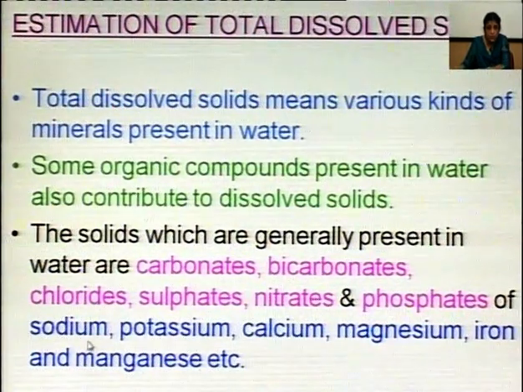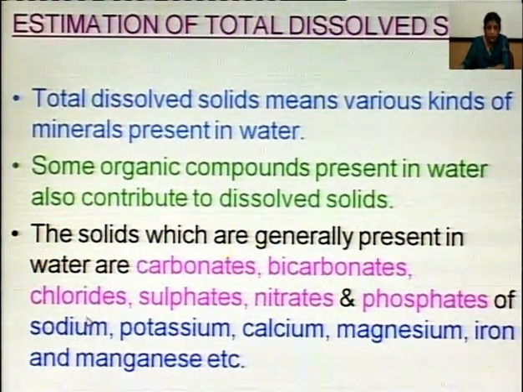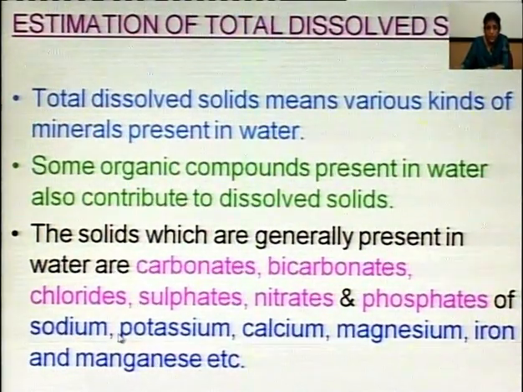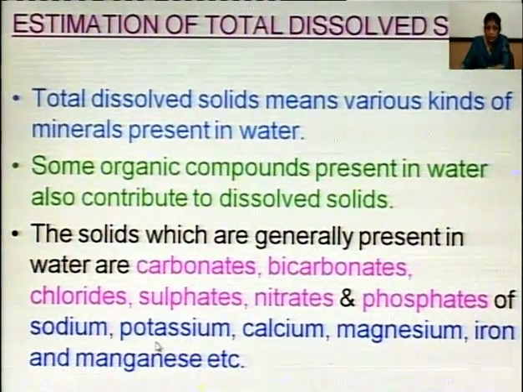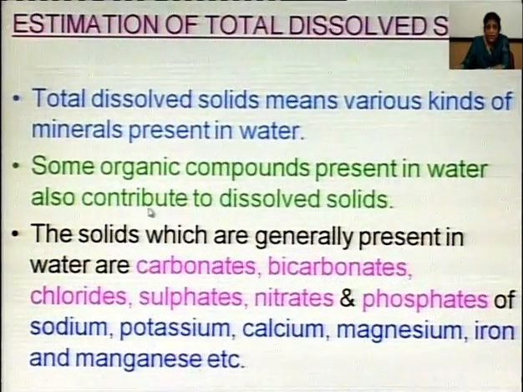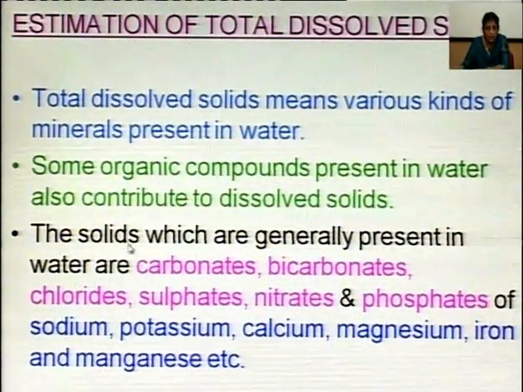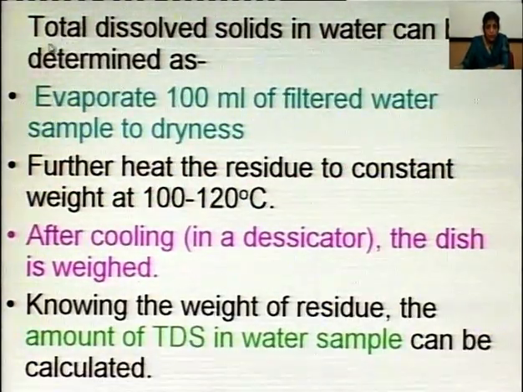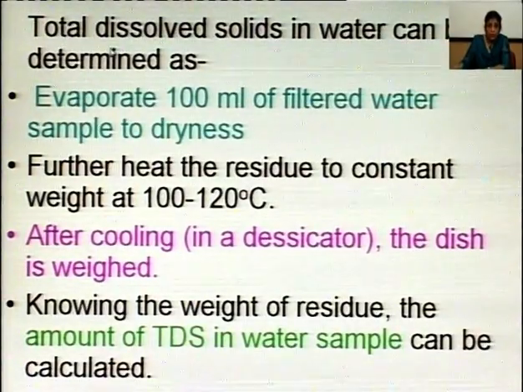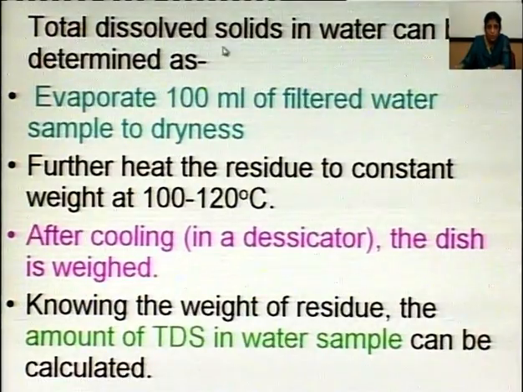Which are these salts? Sodium carbonate, sodium bicarbonate, sodium chloride, sodium sulfate, sodium nitrate, sodium phosphate. Similarly, these salts can be of potassium, calcium, and some organic compounds may also be present in the form of dissolved solids in water. So, we have to estimate the total dissolved solids present in water, that is, the amount of these solids.